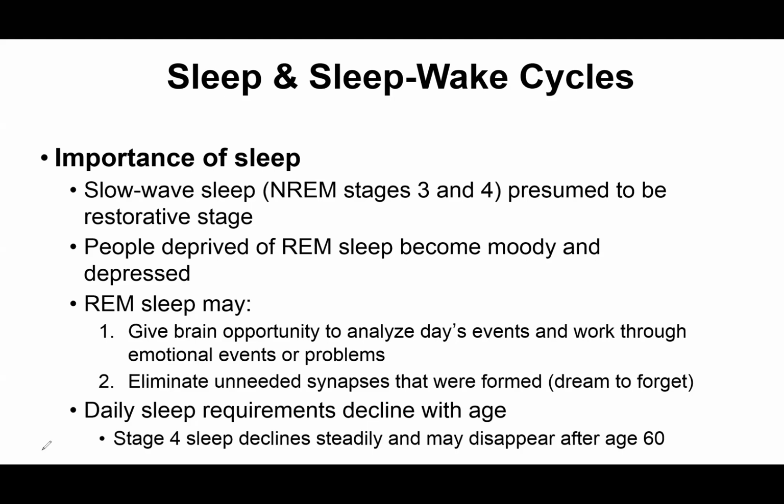So sometimes we think that the REM sleep allows us to dream so that we can forget unnecessary information that we formed during the day. It's also good to understand that the daily sleep requirements decline with age. So as you get older, stage 4 sleep will decline steadily, and you might not even get into stage 4 sleep after the age of 60.